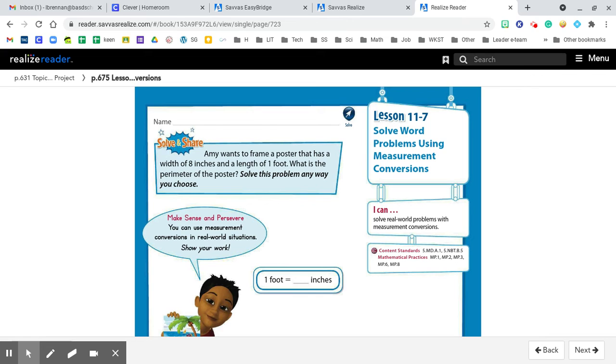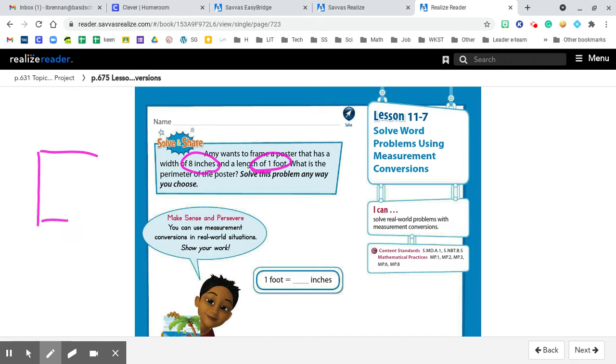All right, today we're doing lesson 11-7, solve word problems using measurement conversions. Amy wants to frame a poster that has a width of 8 inches and a length of 1 foot. What is the perimeter of the poster? And remember, you want to make sure you see we've got two different measurements here.